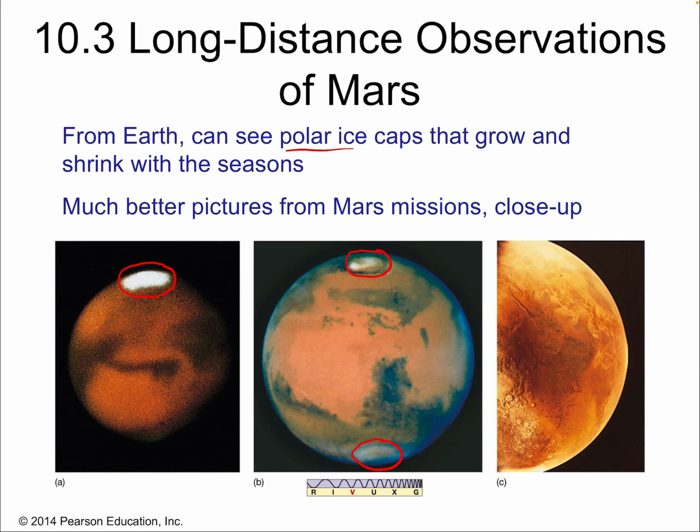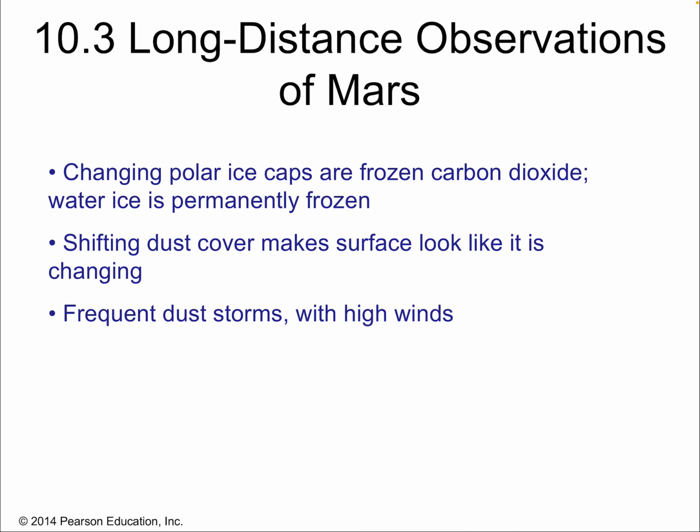But let's talk about the actual composition of these ice caps, because these changing polar ice caps, the ones that shrink with the seasons, are frozen carbon dioxide. That's the part that freezes and melts in the seasons. Now, underneath that seasonal layer of frozen carbon dioxide is a permanent layer of water ice, especially in the northern ice cap.